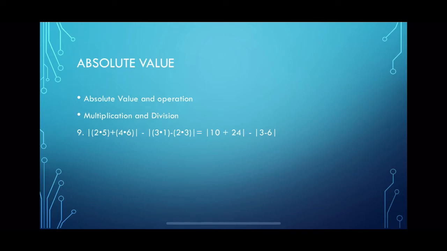And then 3 times 1 is 3 and 2 times 3 is 6. So we have absolute value of 3 minus 6. Therefore, 10 plus 24 is equal to 34 and 3 minus 6 is equal to negative 3. So we have absolute value of 34 minus absolute value of negative 3. The absolute value of 34 is 34, and the absolute value of negative 3 is 3. So therefore, 34 minus 3 is equal to 31.